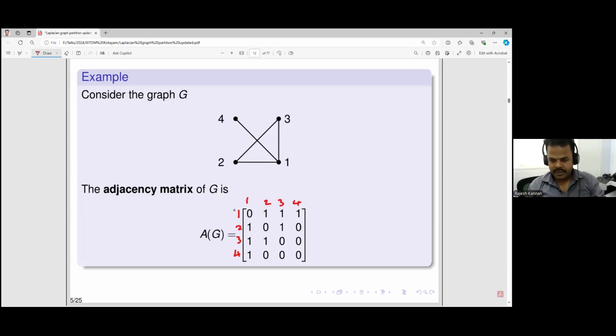Just one more entry I will explain. Look at the fourth entry. Between the vertices 2 and 4, you don't have an edge, so I'm keeping it 0. Okay. Also, look at the diagonal entries. All the diagonal entries are equal to 0. The reason is it's a simple graph. You don't have any loops in the graph.